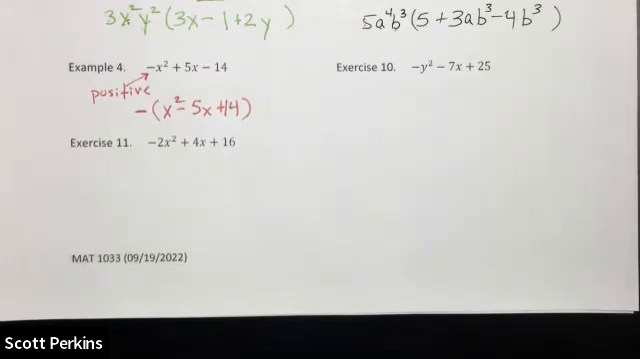So exercise 10, same thing. I'm going to give you 20 seconds. Factor out that negative of that trinomial, that expression with 3 terms.